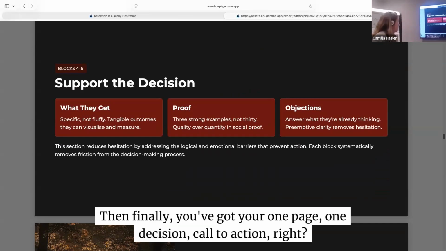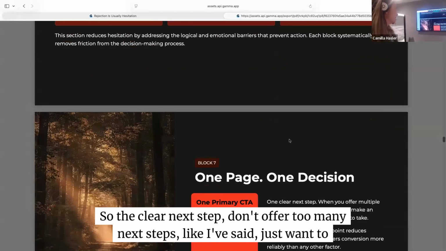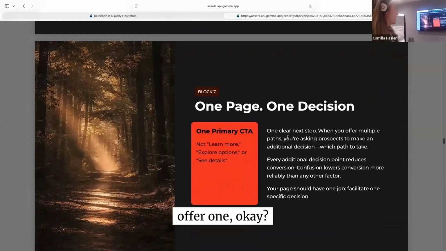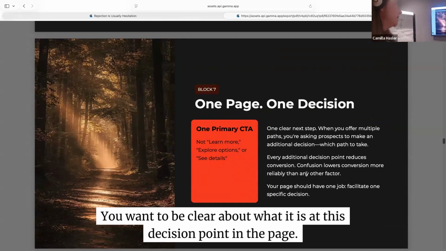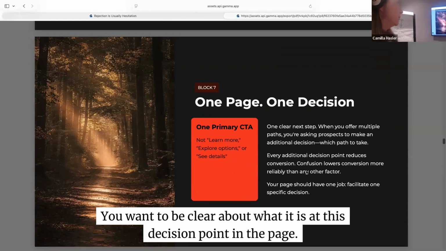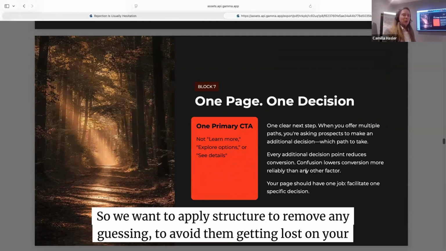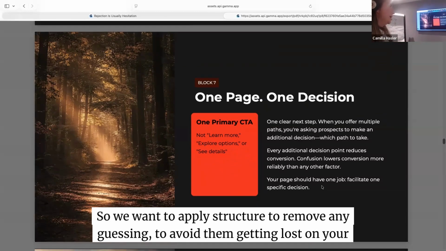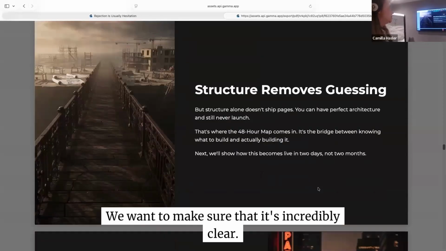Then finally, you've got your 1 page, 1 decision, call to action, right? So the clear next step, don't offer too many. Like I've said, just offer one, okay? And not something unclear, like learn more. Here are some more options for you. You want to be clear about what it is at this decision point in the page. What's the one thing they need to do? So we want to apply structure to remove any guessing, to avoid them getting lost on your landing page. And we want to make sure that it's incredibly clear.